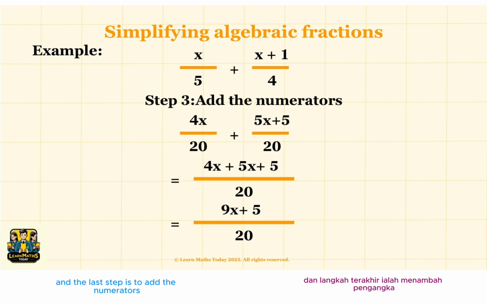And the last step is to add the numerators. So we will combine the fractions to get 4x plus 5x plus 5 over 20, which can then be simplified to 9x plus 5 over 20. And this is our final answer.